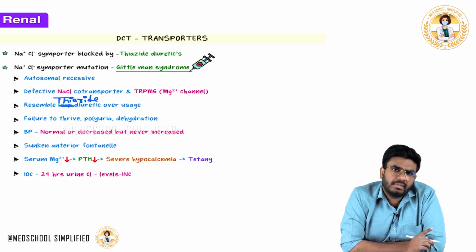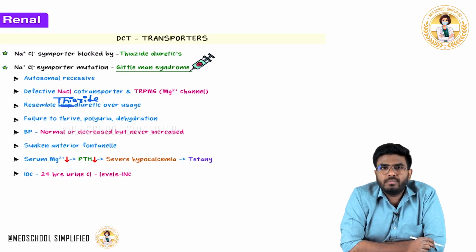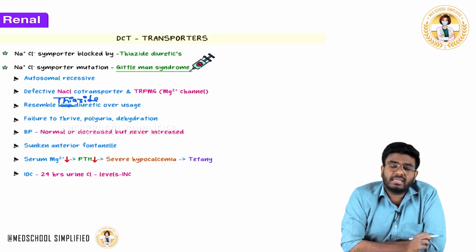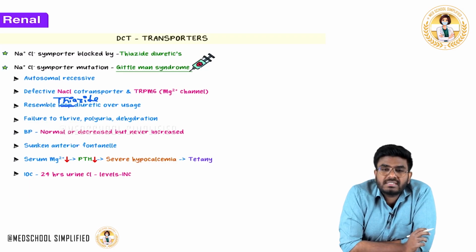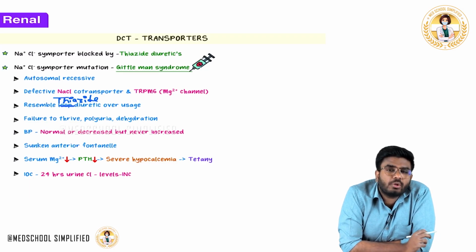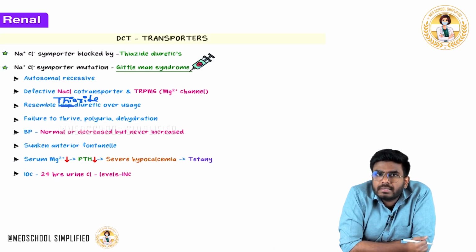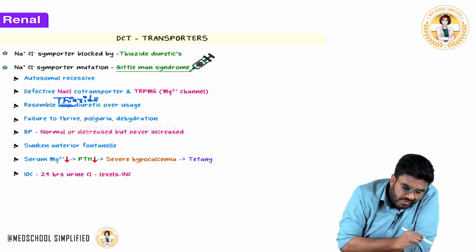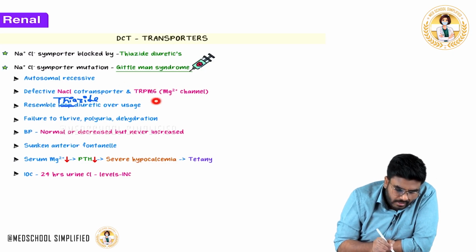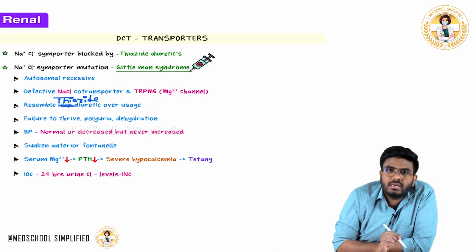But in Bartter syndrome, the important point is that the patient has defective chloride channels even in the ear. That will cause sensorineural hearing loss. In Bartter syndrome, the patient is going to have sensorineural hearing loss. But here, the important point is that this patient has a mutation of TRPM6 channels. Now, as these TRPM6 channels are mutated, more and more magnesium is going out in the urine. More magnesium loss is there in the urine.